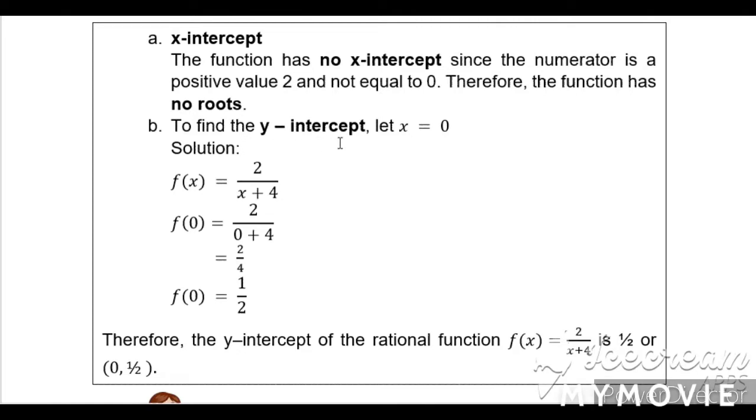To find the y-intercept, let x equals 0. Solution, so f of x is equal to 2 over x plus 4. Since our x is equal to 0, you can have f of 0 equals 2 over 0 plus 4. Substitute the value for x which is equal to 0. Therefore, 2 over 0 plus 4 is 4. Then reduce to lowest term, it becomes 1/2. Therefore, the y-intercept of the rational function f of x equals 2 over x plus 4 is 1/2, or the ordered pair 0 and 1/2.